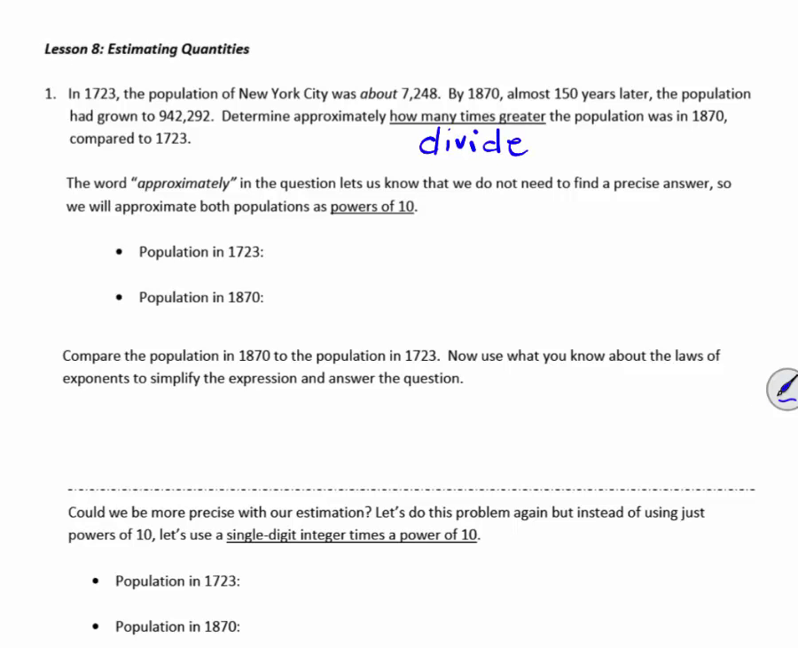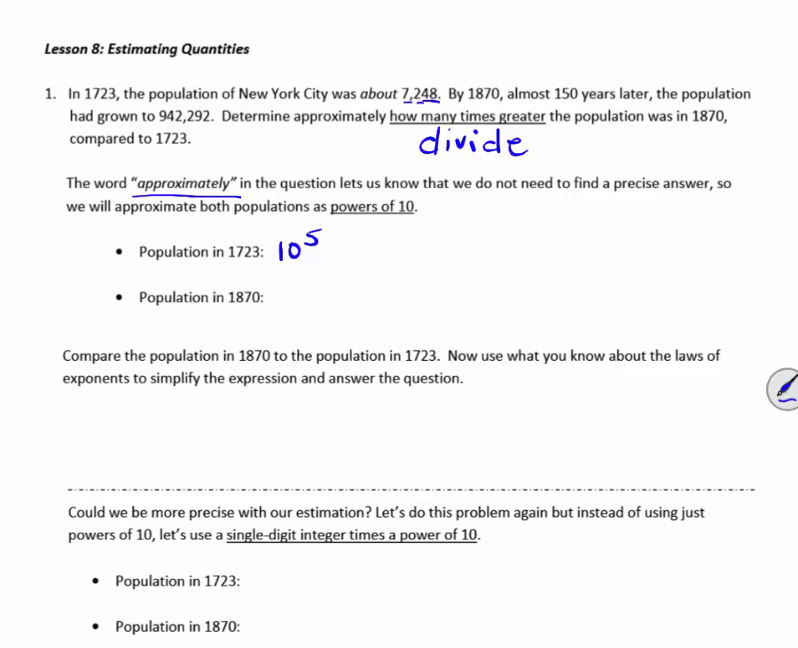All right, well, approximately means that we can estimate. We don't have to have an exact answer. So what we're going to do is what we did with our magnitude, and try to help us solve this problem. So I'm going to write the population of 1723 using a power of 10. And remember, we count the number of places, 1, 2, 3, 4, and then we add 1. So that's about 10 to the 5th power.